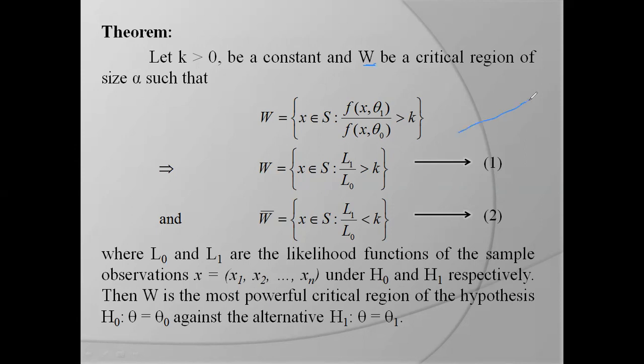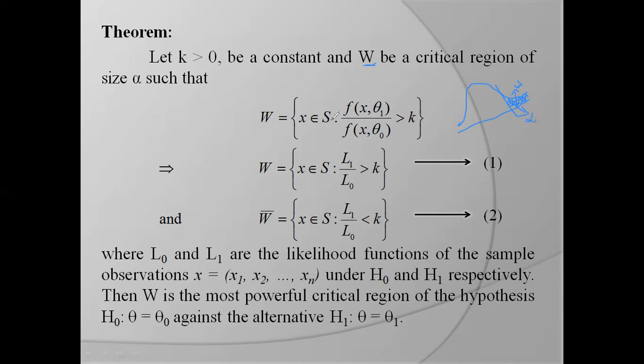Critical region means the region of rejection that we already know. If the graph is like this, then some part, the set of values, all the rejected values under the null hypothesis are in this one part. That is called the region of rejection, the critical region. We denote it as W. This critical region's size is alpha.